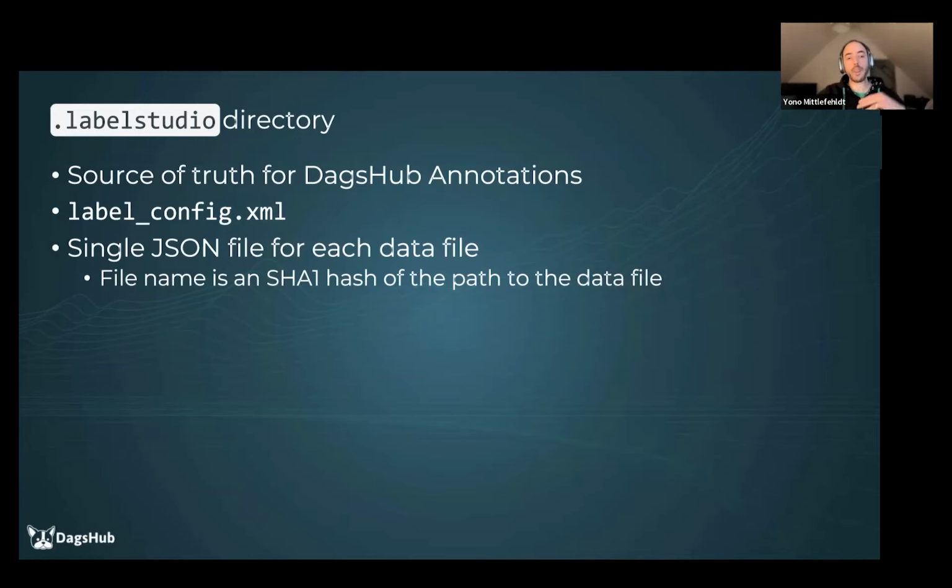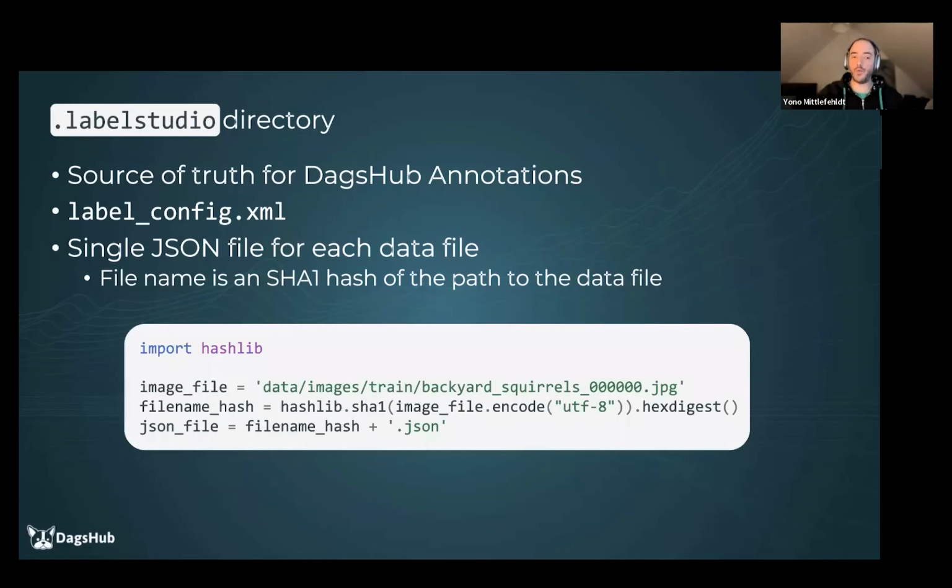If it's easier to understand by looking at code, this is how you might generate the name of the JSON file for each data file. Let's pretend you have the image file squirrels, you hash it using SHA-1, you digest it, that will give you a 40-character hex string, and you add .json to it, and that's the name of the file in that .label studio directory. Sometimes that's handy to know if you ever need to debug something.